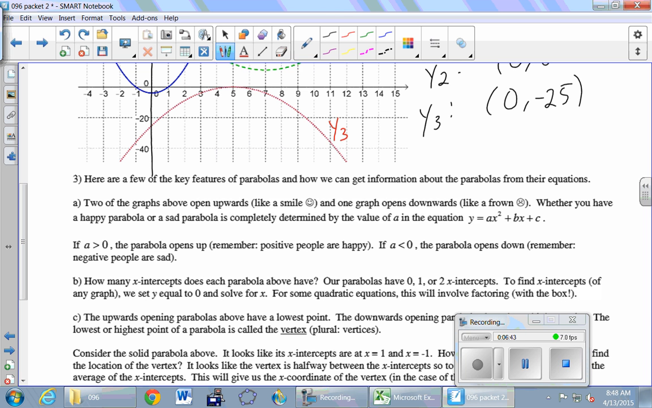Where are we? Will? Parabolas. Good. Ramses?